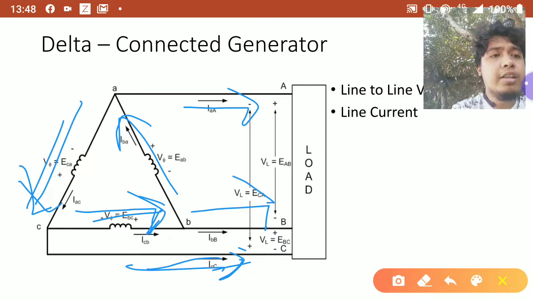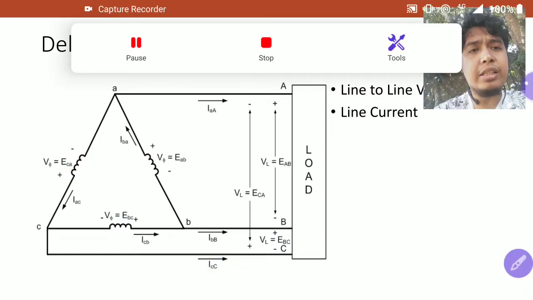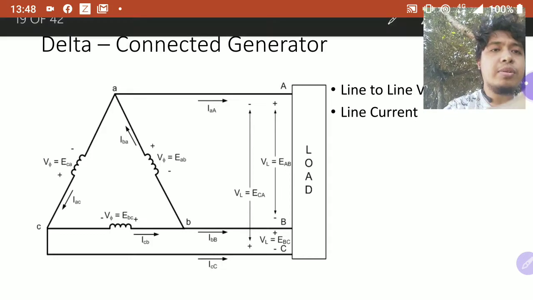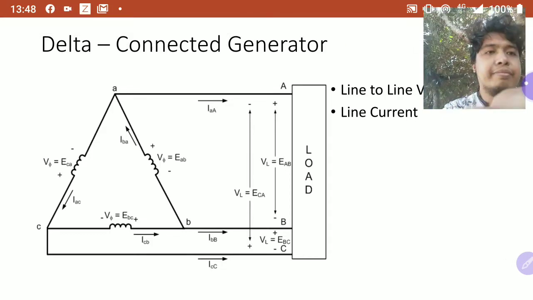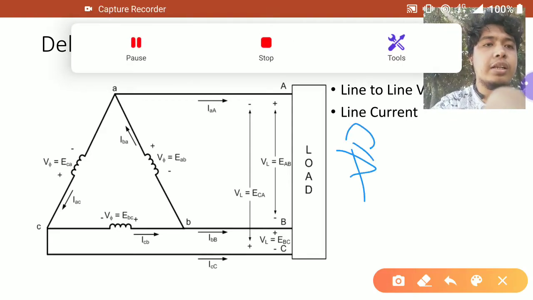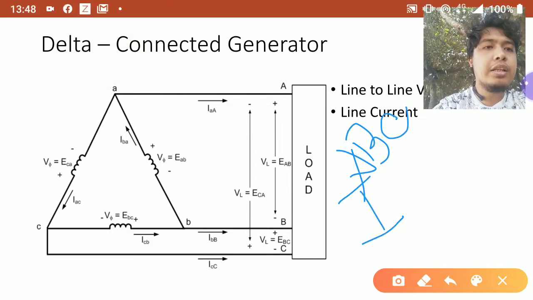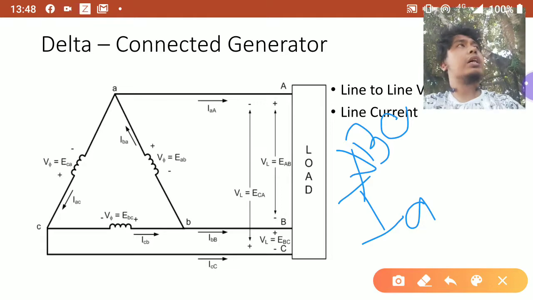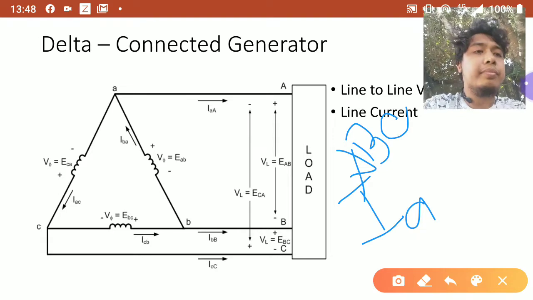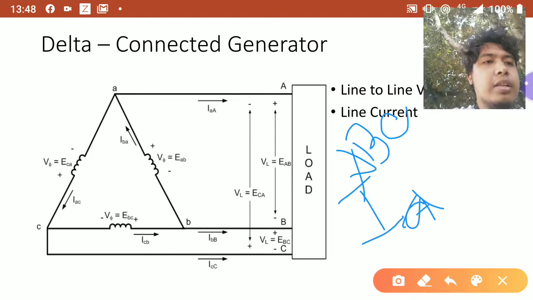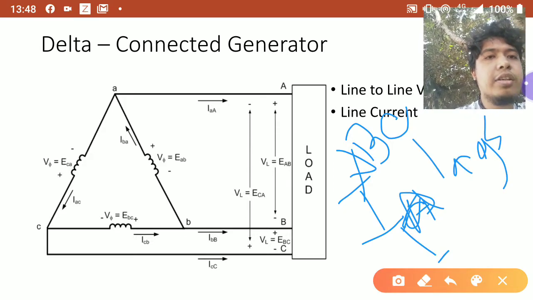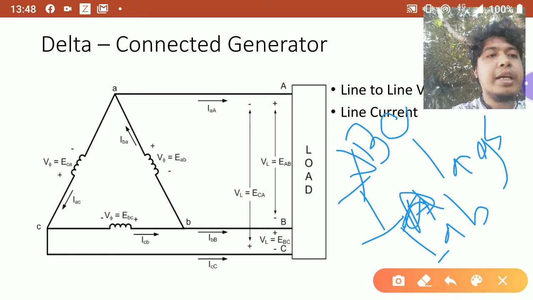Okay, so how does it differ from your Wye connected generator? If it is in ABC sequence, your line current IA lags the current at AB by 30 degrees.